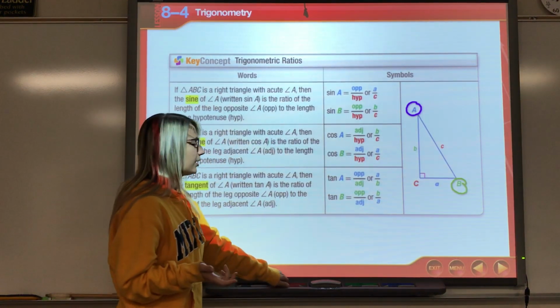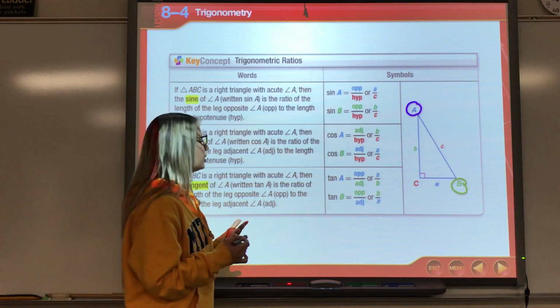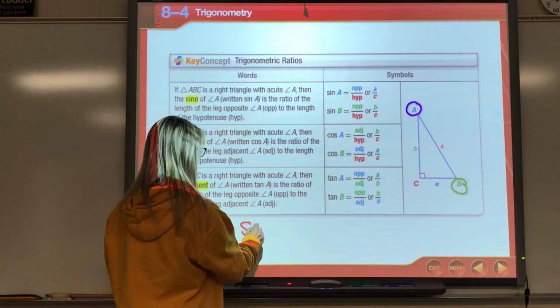One way to remember these ratios is SOHCAHTOA.